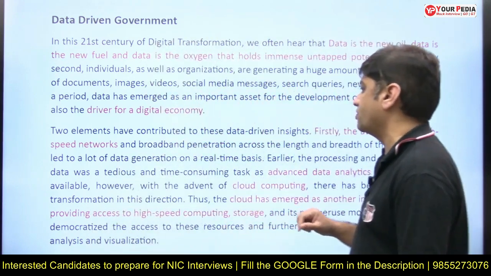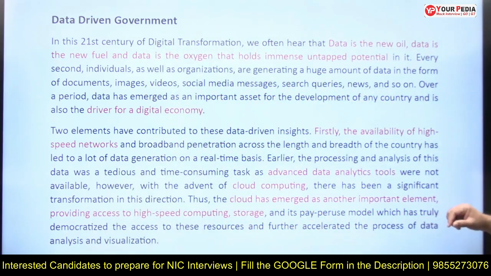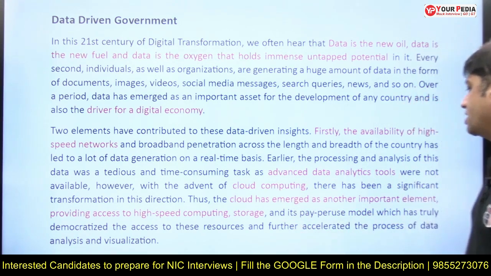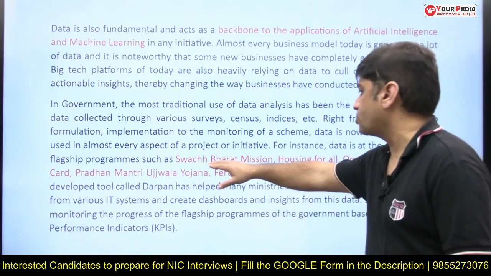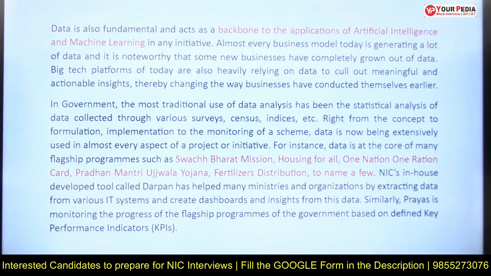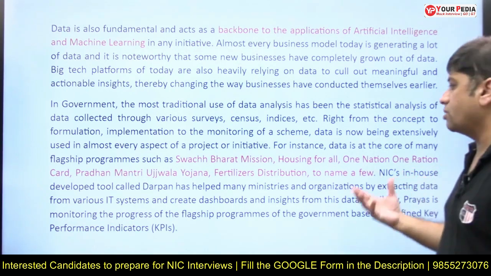So data is something which is very, very important. And high speed network, internet is required, data analytic tools are required, cloud computing is required. So this is the new vision for the development. Application of artificial intelligence and various programs, right? Data is the core. Swachh Bharat Mission, Housing for All, One Nation, One Ration, Pradhan Mantri Ujjwala Yojana.